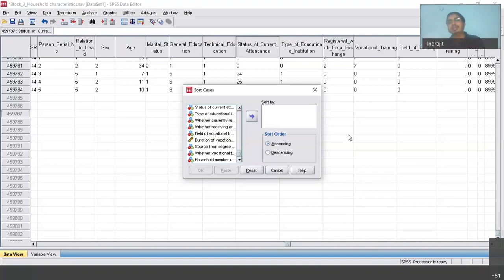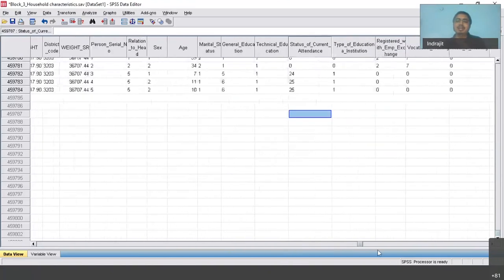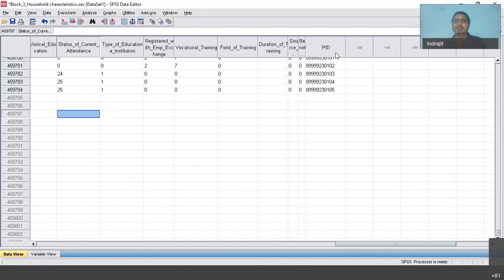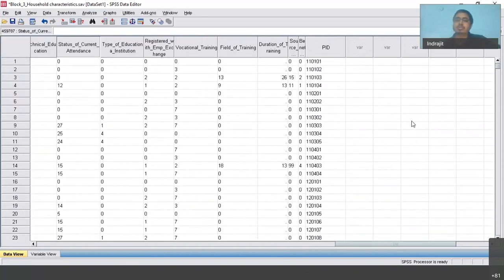So each individual has some identification code here, because both data files are individual member data files. So I have the household member unique identification code. Now that will be used as a common variable. And with the same procedure, I have to click sort cases in ascending order. That variable is known as PID, person identification code. So PID is now our common variable, but earlier, HHID was our common variable.